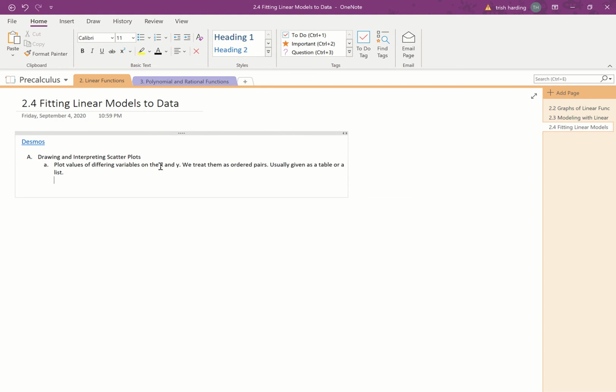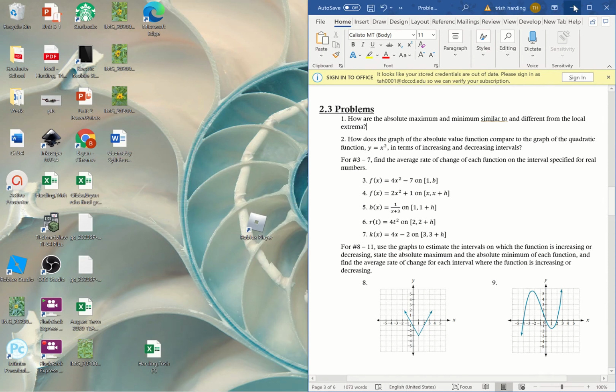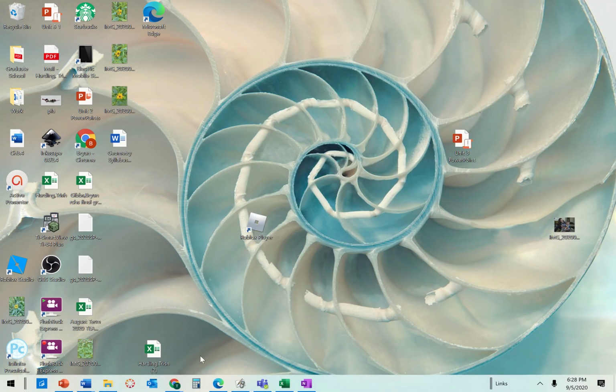So now what I wanted to talk about in particular is the line of best fit. The line of best fit is a model that creates a line that best fits the data. If you've ever heard of linear regression or least squares, this would be the line of best fit. So I am going to go back to Desmos.